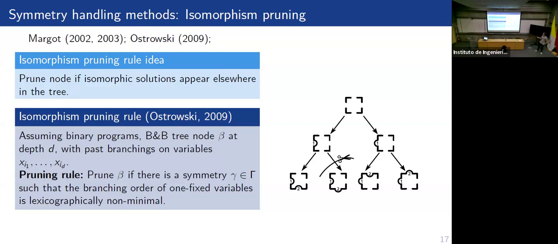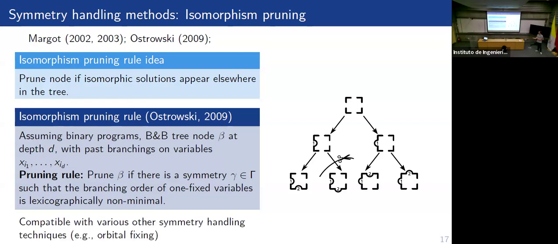Okay, so where was I? So this node can effectively be removed because of this isomorphism pruning. What's nice about isomorphism pruning is that it can also be combined with other symmetry handling methods. One is orbital fixing. I will not go into the details.